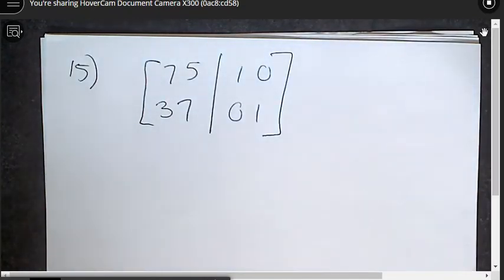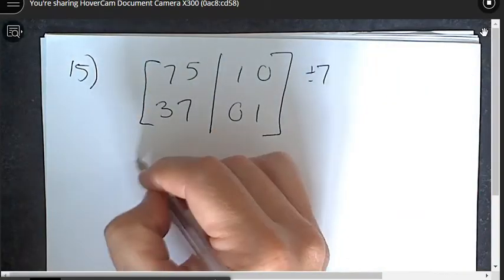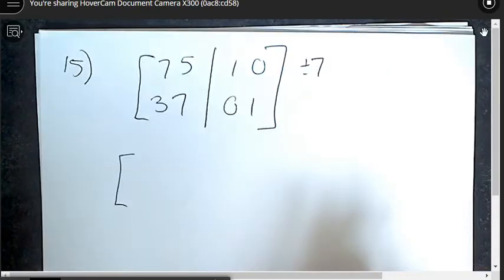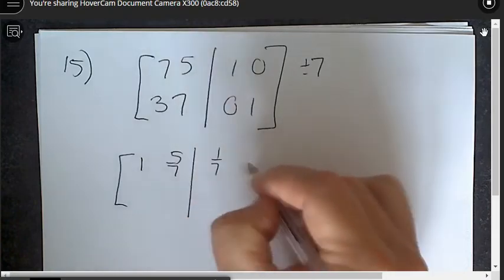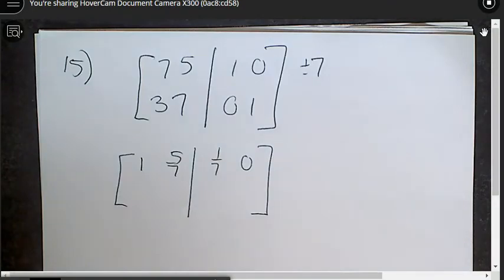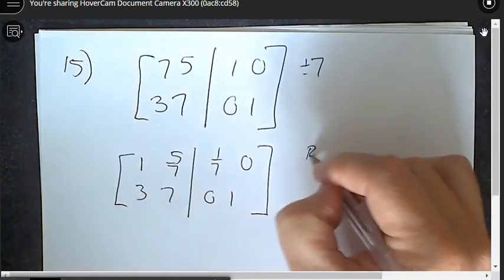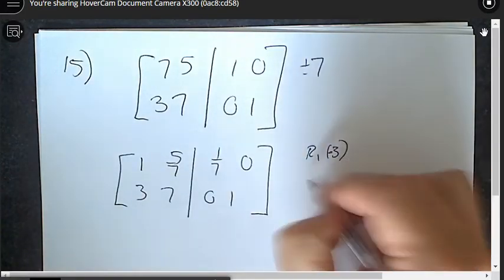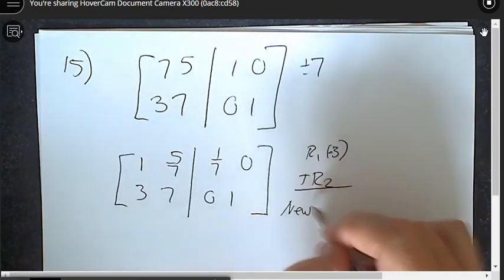Okay. All right, this one's going to be not so pretty because of the fractions on this one. So the very first thing we're going to do is divide this top row by 7. So that would be 1, that would be 5/7, this will be 1/7, that will still be 0. Okay, and then we're going to take the top row, multiply it by negative 3, and we're going to add that to row 2 for a new row 2.